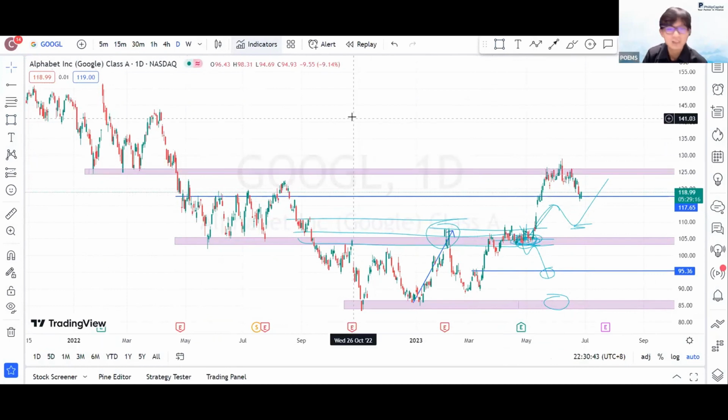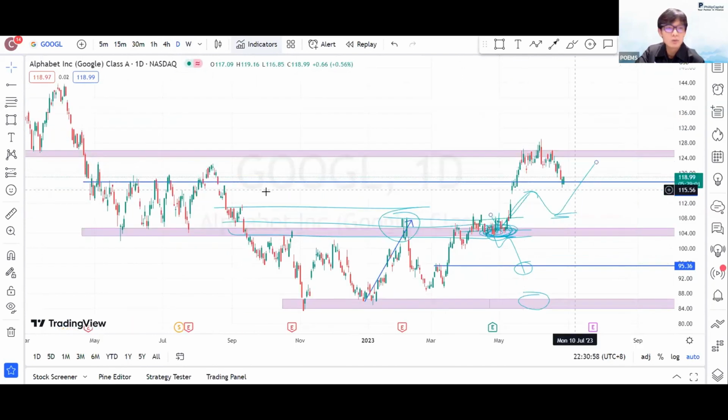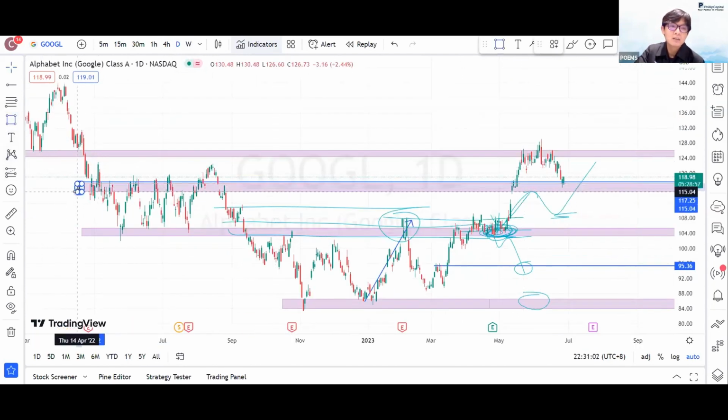You can take it as a resistance also, but the initial point when it was created is not a resistance yet. So at this supply level, we have price continuing the rejection on the daily time frame. Currently they are trying to tap into this minor demand at 117, which is basically the previous supply level that turned demand.